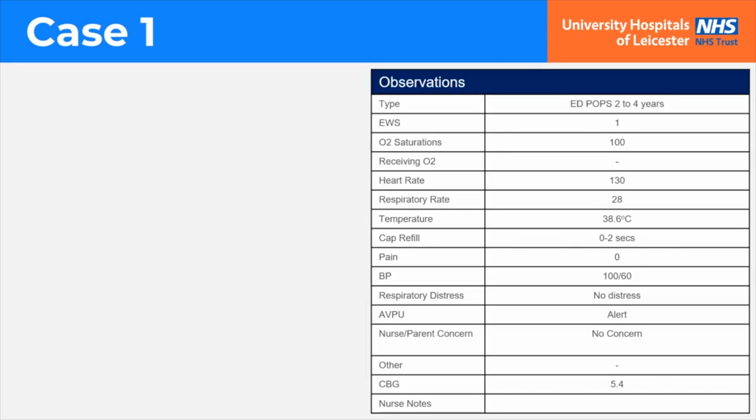When we look at Poppy's initial observations, we can see that she's been assessed on the POP score, that she's scoring a 1. Her SATs are 100% in air. Her heart rate is 130, respiratory rate 28, temperature 38.6 degrees. Her capillary refill is good, less than 2 seconds. She's got a good blood pressure, no respiratory distress, and is alert, such that the assessing nurse has no concerns. And she has an initial blood sugar of 5.4.